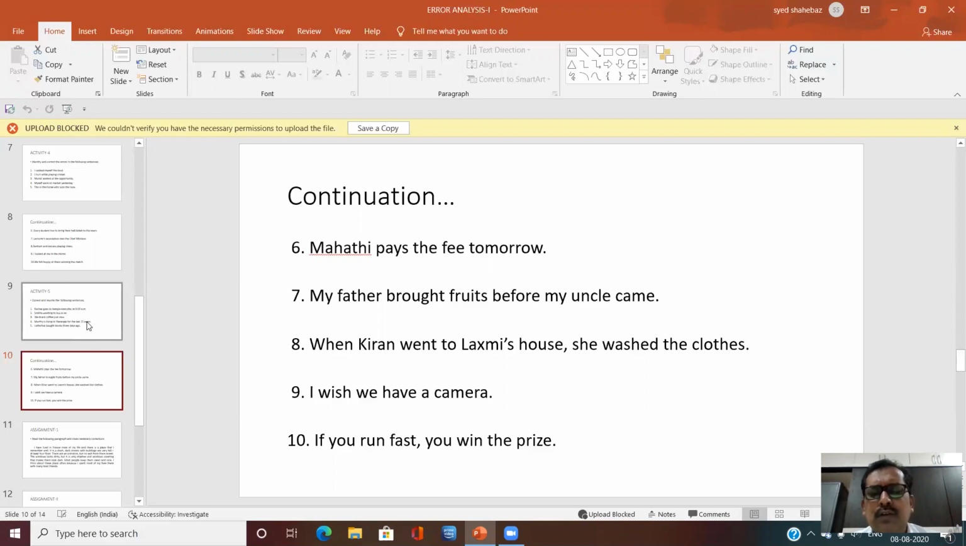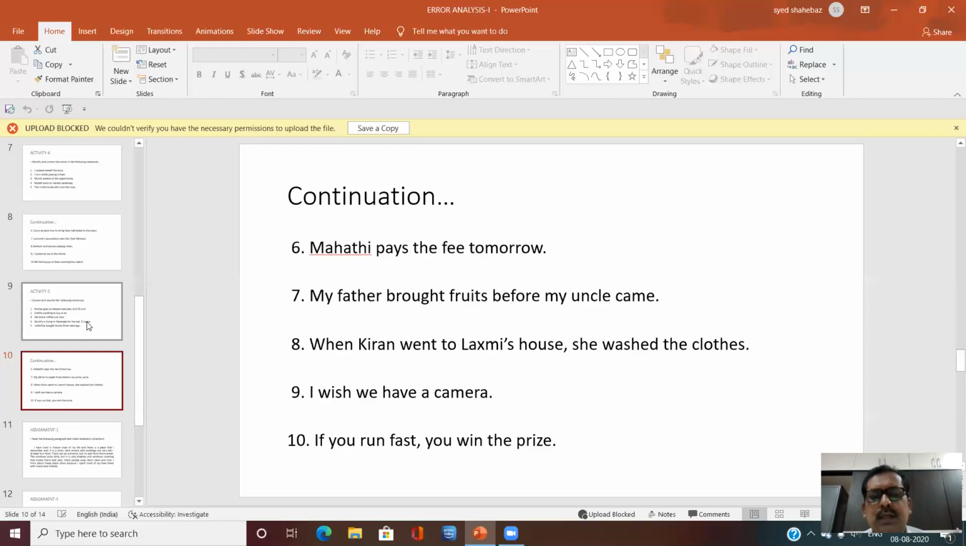When Kiran went to Lakshmi's house, she was washing the clothes. The first completed action is Kiran went to Lakshmi's house. That's why we are using went, simple past tense. Go, went, gone. The second action is incomplete, not yet complete. That's why we have to use past continuous tense.